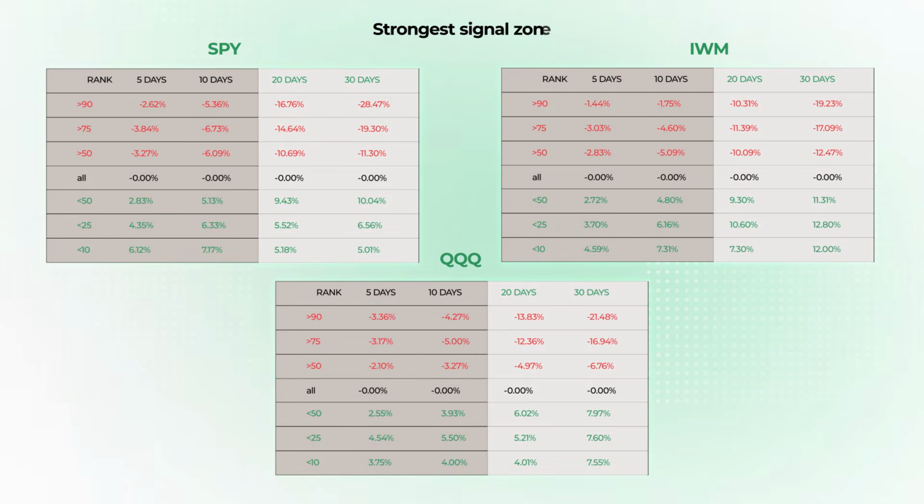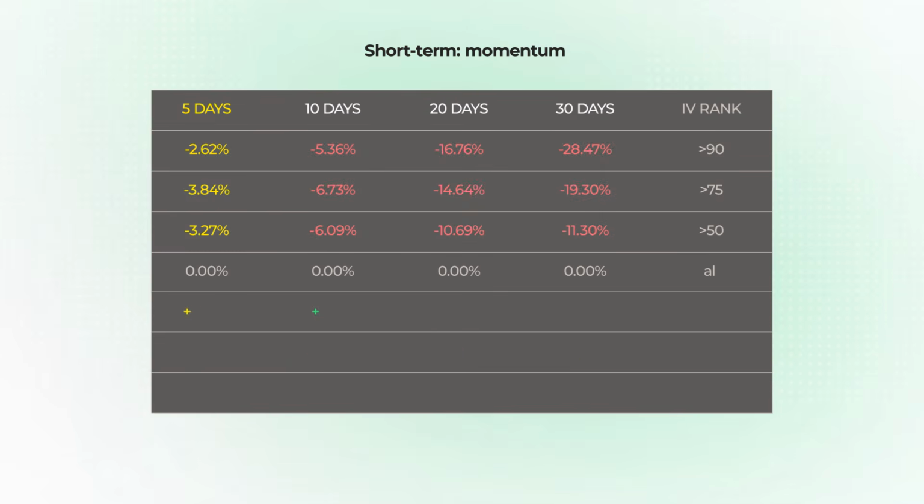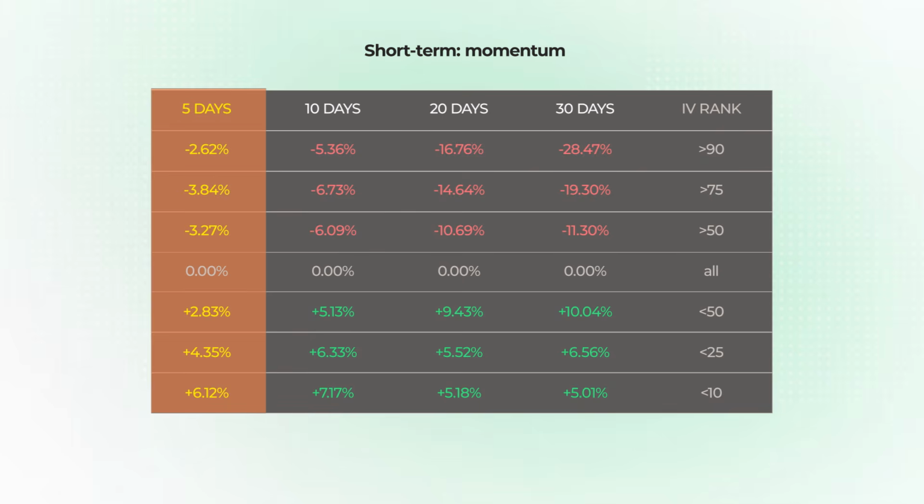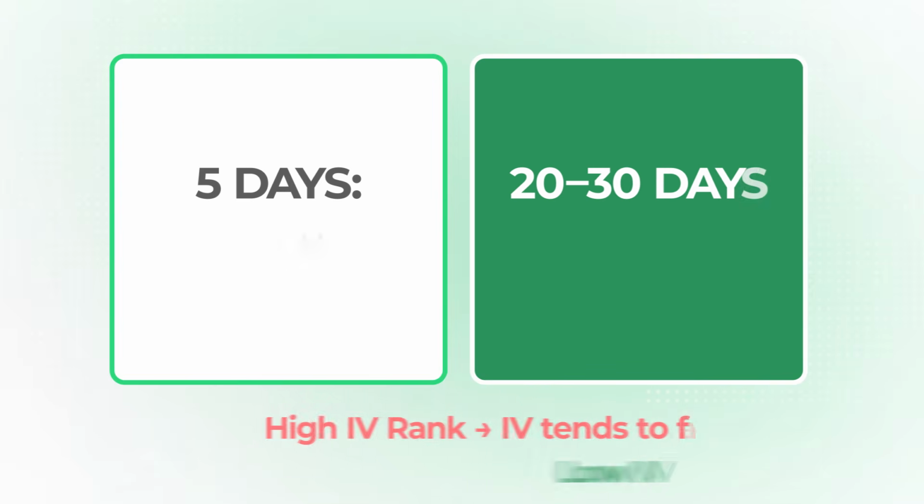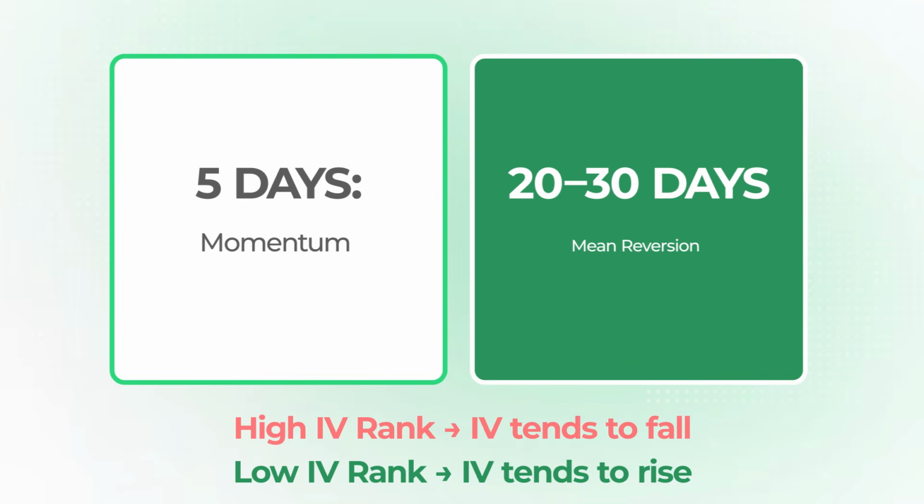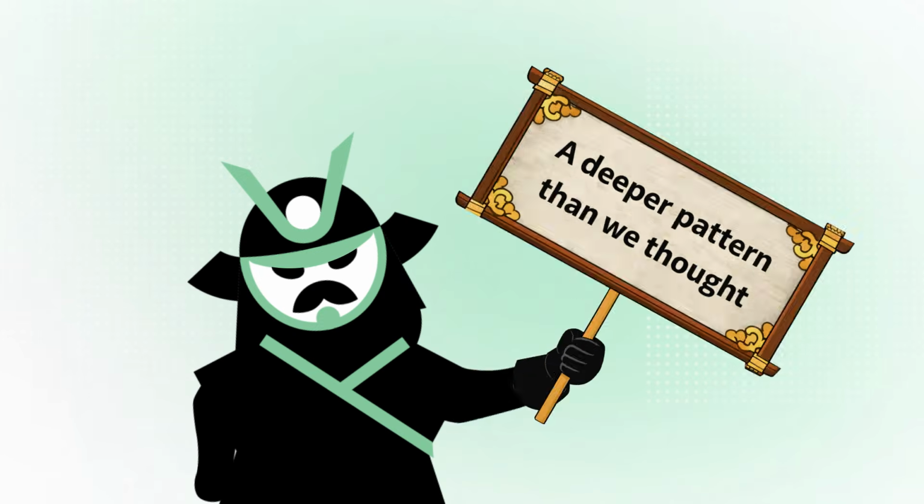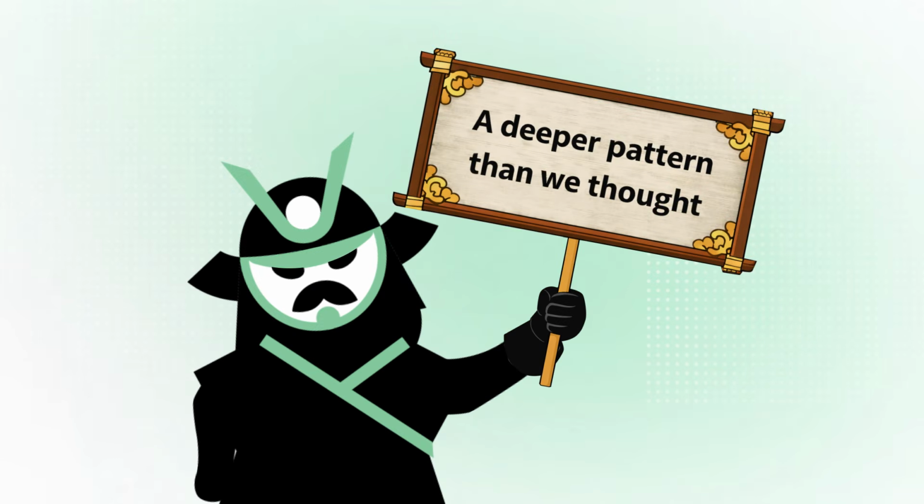Going back to our analysis, we noticed that the IV mean reversion effect gets stronger the longer you wait. One important nuance: in the very short term, 5 days or less, IV can show momentum. It may keep moving in the same direction or stall before it reverses. So this is a longer-term mean reversion edge, not a day trading signal. Now keep this pattern in mind as you will see it again later in the video.